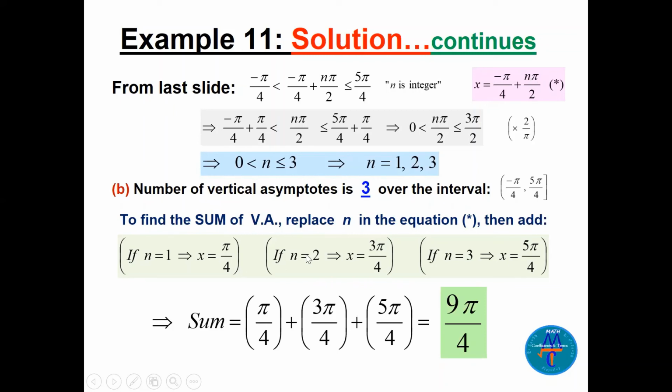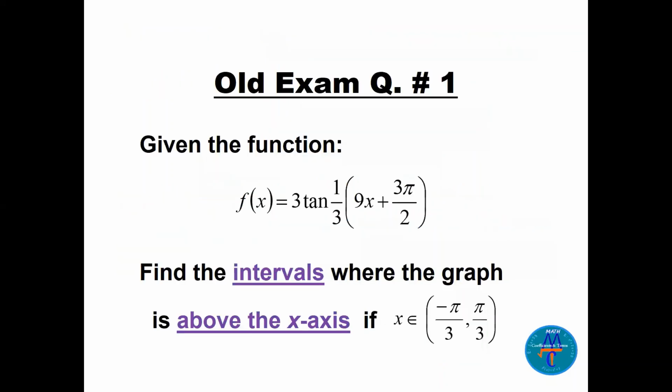Then put n equal to 2. So x will be 3 pi over 4. Put n equal to 3 there. So it will be x equals 5 pi over 4. You add them: pi over 4, 3 pi over 4, 5 pi over 4. So 9 pi over 4 is the sum of the vertical asymptotes in this interval.